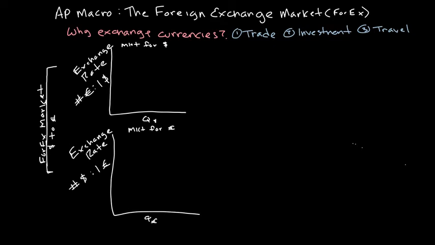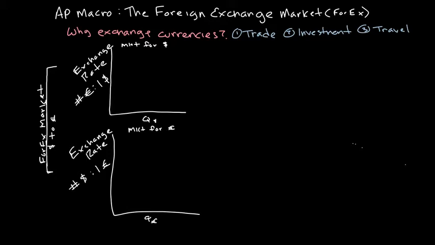Good afternoon, everyone. Today we're going to take a look at what's usually the very last model of the entire AP Macroeconomics course, or at least it's the thing that I teach last, and that is the foreign exchange market, often abbreviated the Forex market. The foreign exchange market is related to the balance of payments. So these two things usually go together, one on one day and another on another day.